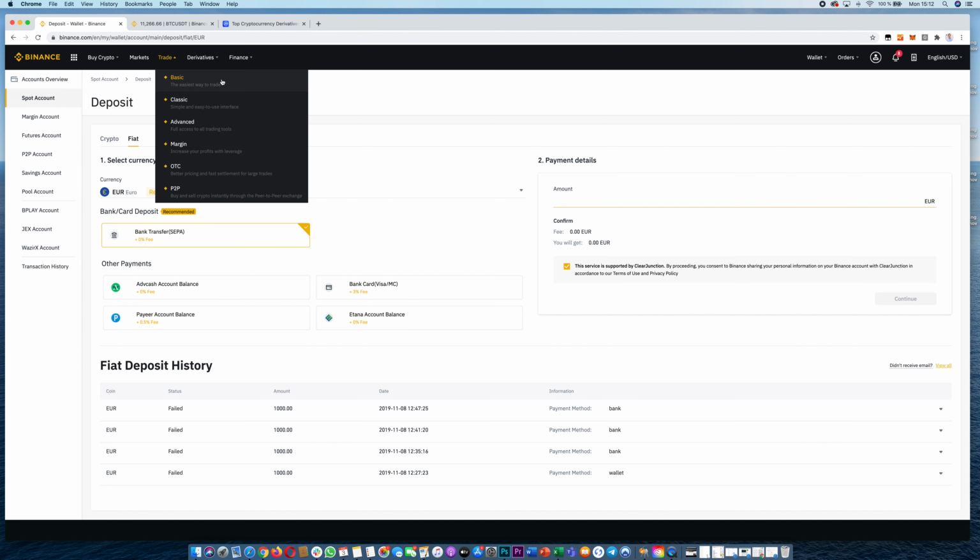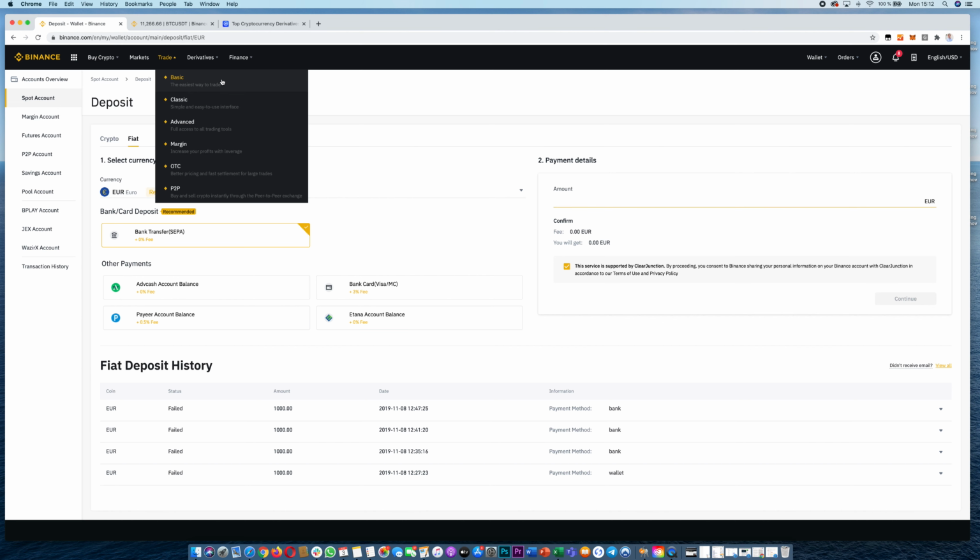However, you have to know, trading on the Binance Futures platform happens against USDT, so against Tether. So you need to have USDT in your account in order to trade. That's different than BitMEX, for example, where you only need to have Bitcoins in your account. Here you need to have USDT in your account.